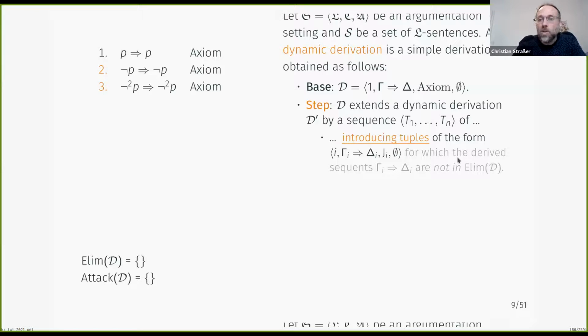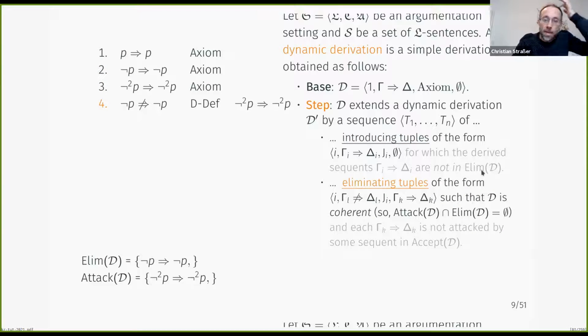And what we also want is that these introduced sequences should not already be eliminated at the point when they are introduced. So we look at the evaluation of the procedure, and the newly introduced sequence should not be immediately eliminated. That would be an irrational procedure, where somebody introduces an argument which already is, by the given information, a bad argument. So we disallow that. Similarly, for elimination tuples, we allow several elimination tuples to be introduced at the same time.